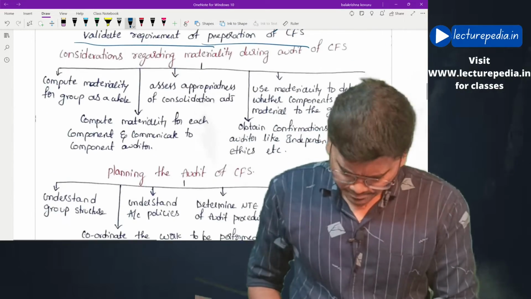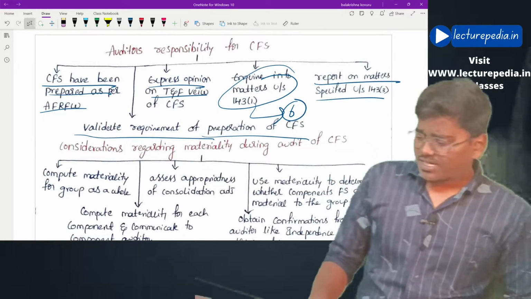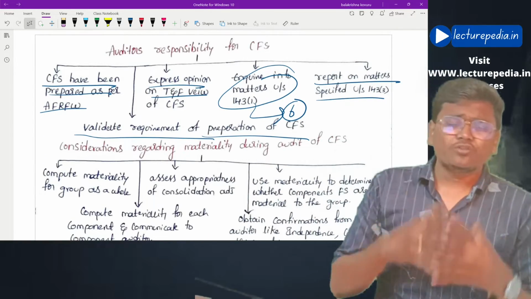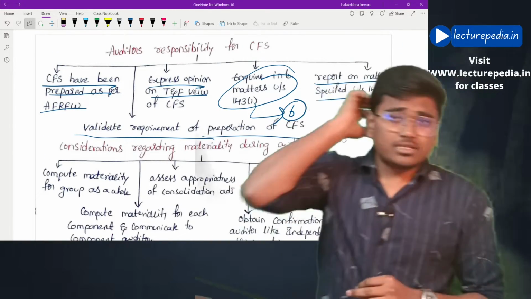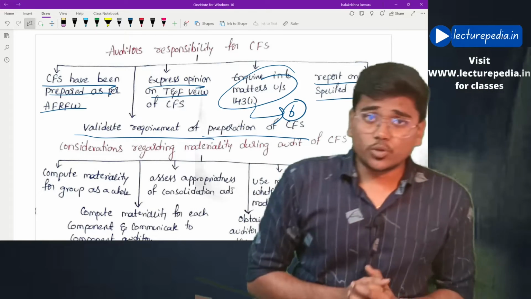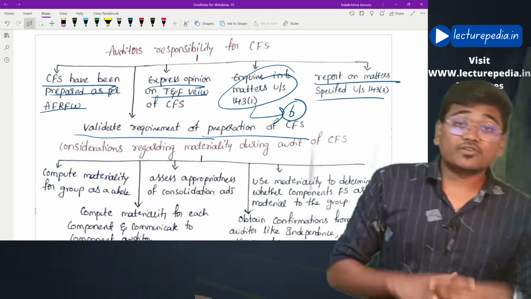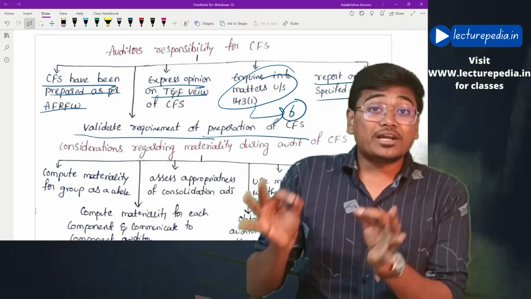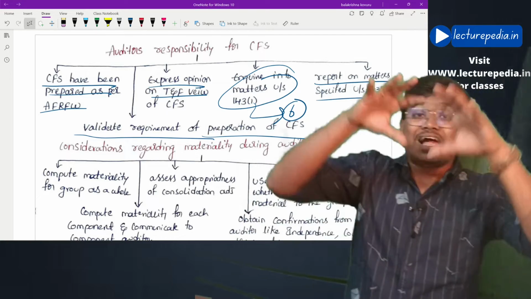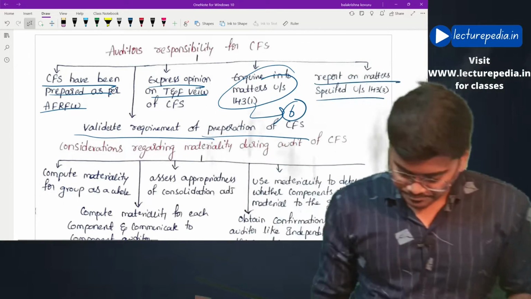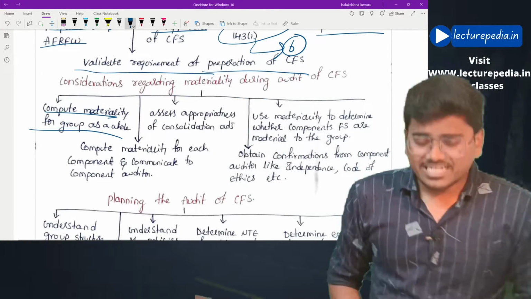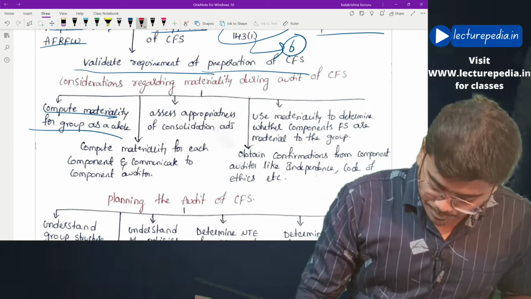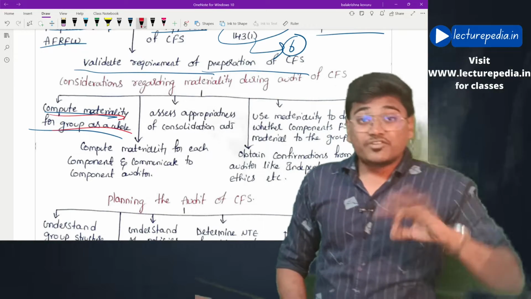Next, consideration regarding materiality. Generally, while conducting audit of standalone financial statements, the auditor will determine the materiality for the parent entity only. But here, the auditor is conducting audit of consolidated financial statements. So, the auditor has to determine materiality at the group level. So, compute materiality for the group as a whole.